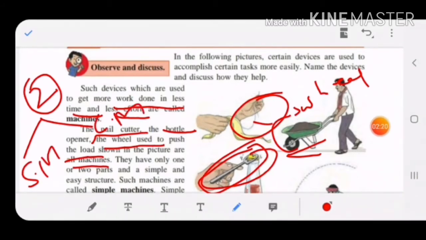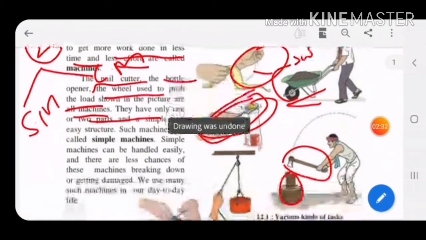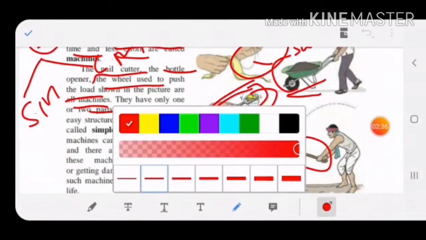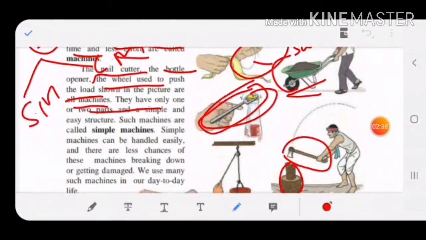So these devices which anybody can handle, and they can do their work in less time with less effort, and which have only one or two parts, and their structure is very easy. Such machines are called as what, children? Simple machines, which are very easy to handle, which have only one or two parts and are very simple in structure.